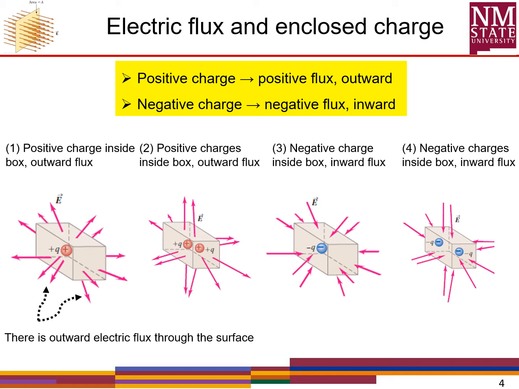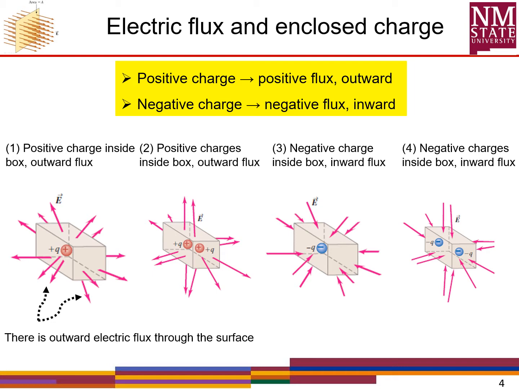So what is the meaning of that? Let me give you an example. The example always helps us to understand a lot of things. So here you have a positive charge inside this box, and if you have a positive point charge, electric field lines are going away from the charge, so that's why we have an outward flux.